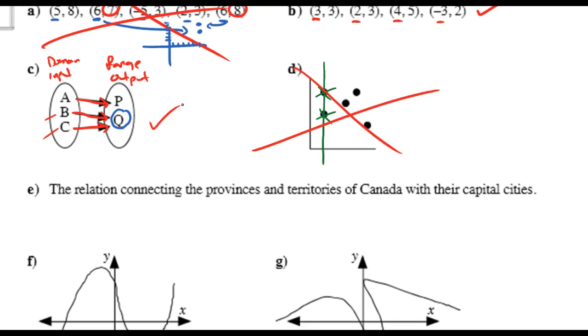Okay, let's look at E, the relation connecting the provinces and territories of Canada with their capital cities. Well, that's definitely a function, because every province, again, this will be your input, and the capital cities would be the output. So if I input British Columbia, the output is Victoria. If I input Manitoba, the output is Winnipeg. If I input New Brunswick, the output is going to be Fredericton, I think.